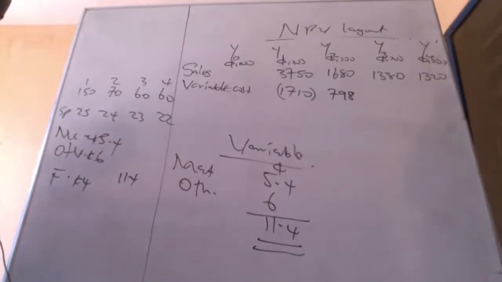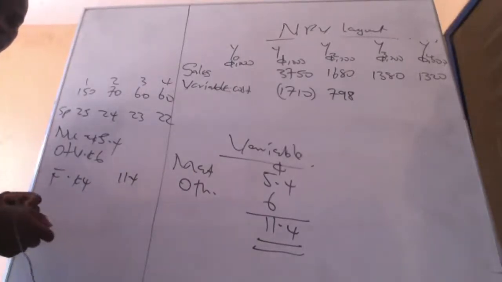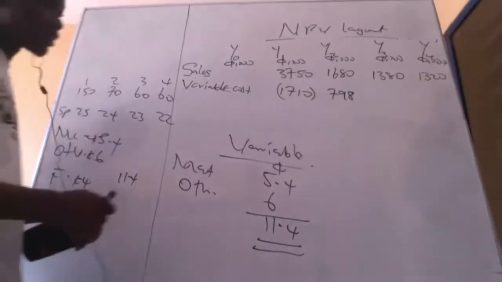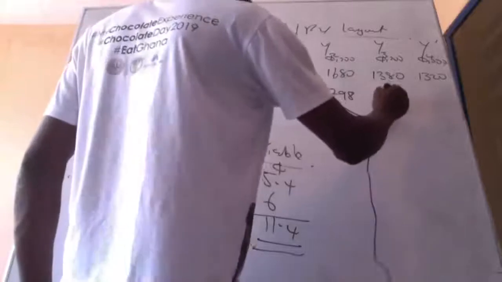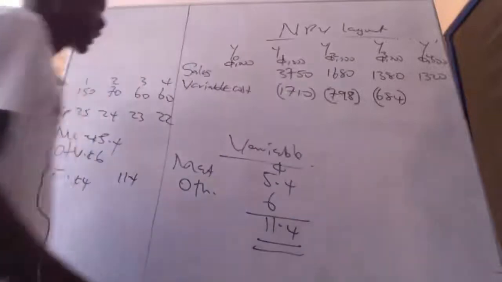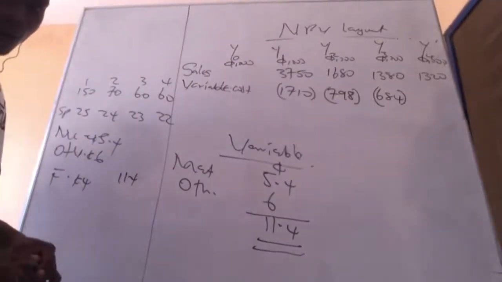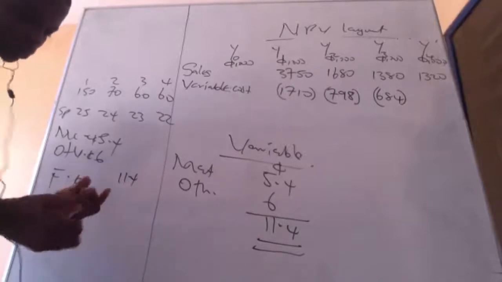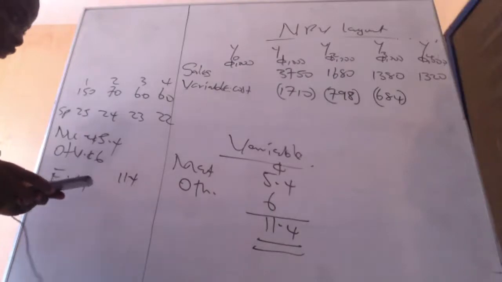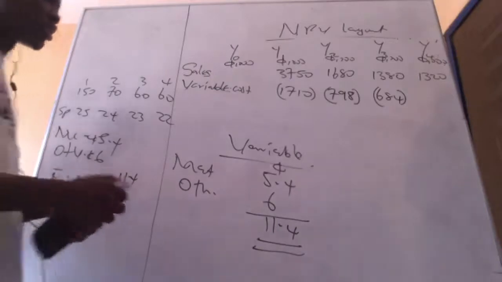Good. So that is it. Year 3, 684. I like that. 684. Then you put it in bracket. All costs should be in bracket. That means it's an outflow. Then what about year 4? 11.4 times 60. It should be the same. Yes.